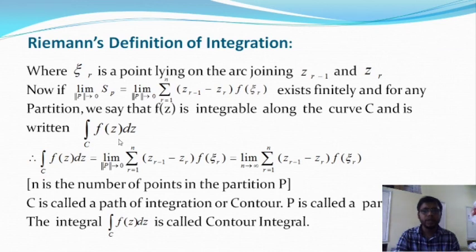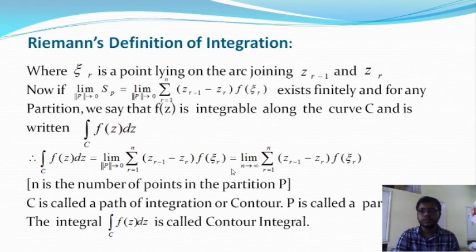The similar thing will happen in the complex plane, where the limiting value, that means norm of P tends to 0, summation r equal to 1 to n of z_r minus z_{r-1} times f of xi_r exists finitely for any partition. Then f of z is an integrable function over the curve C, and it can be written mathematically as the closed integration over C of f of z dz. Therefore integration over C of f of z dz is equal to the limit, norm of P tends to 0, of summation over r equal to 1 to n of (z_r minus z_{r-1}) into f of xi_r.